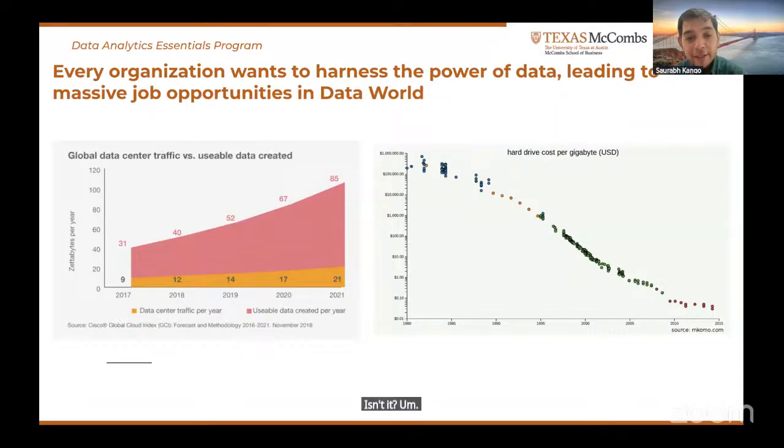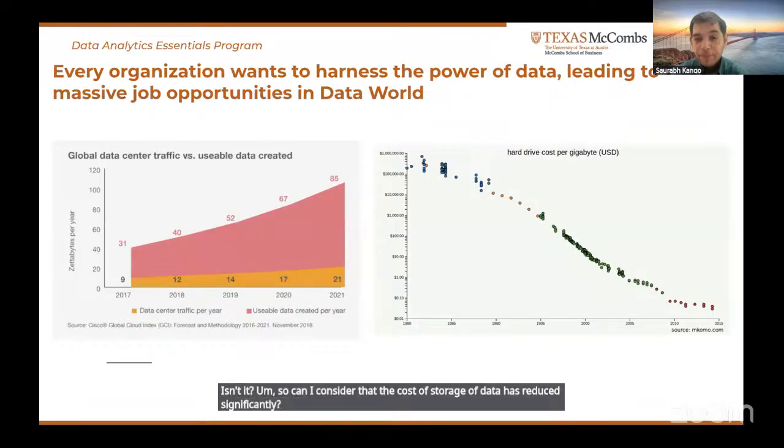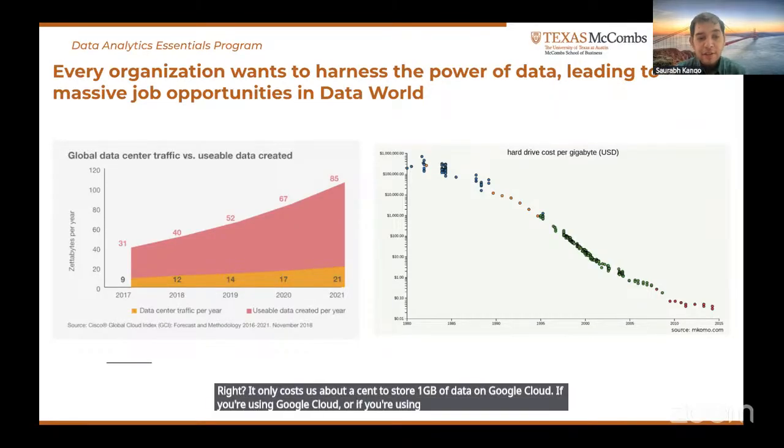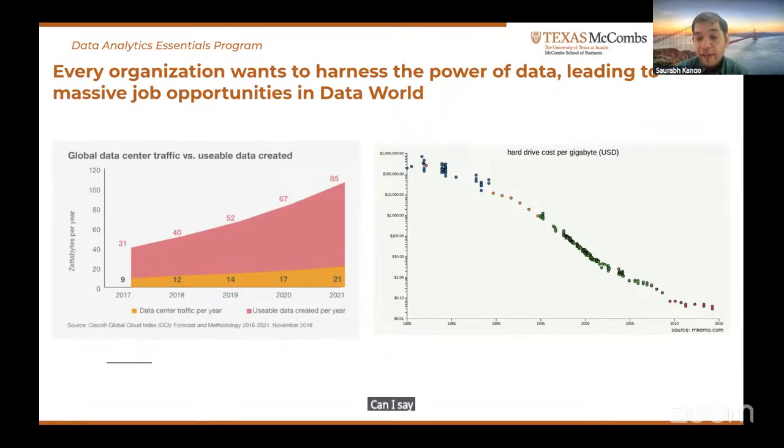So can I consider that the cost of storage of data has reduced significantly? Right? It only costs us about a cent to store 1 GB of data on Google Cloud. If you're using Google Cloud or any of the cloud services, can I say they are relatively very less costly nowadays? Do you agree? Do you not agree? It's important that you tell me your point of view here. Can I consider that the cost of storage has reduced significantly?